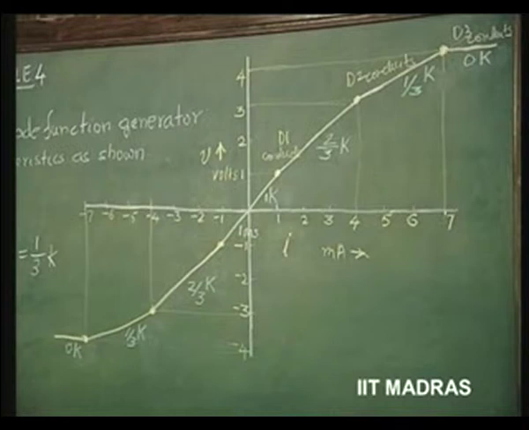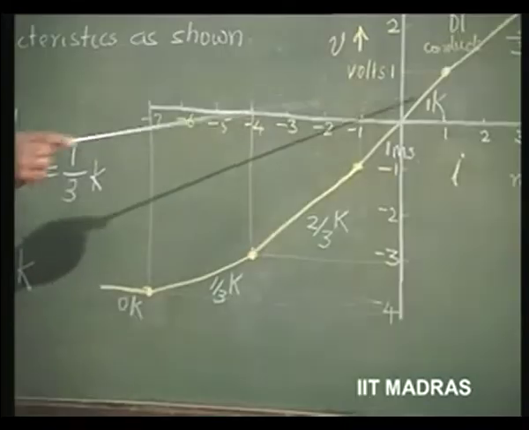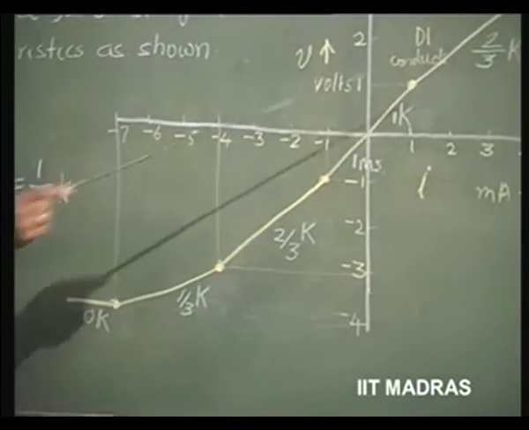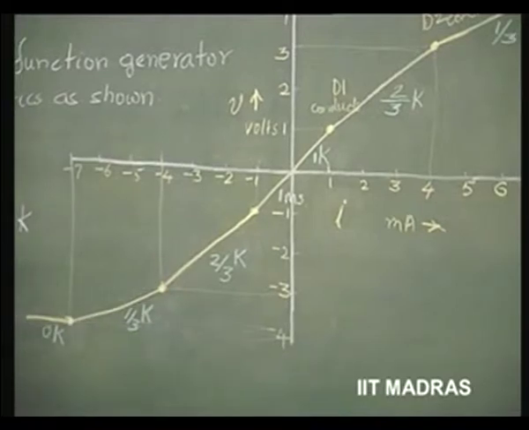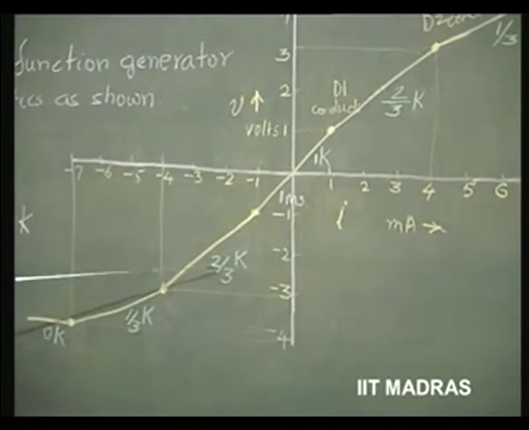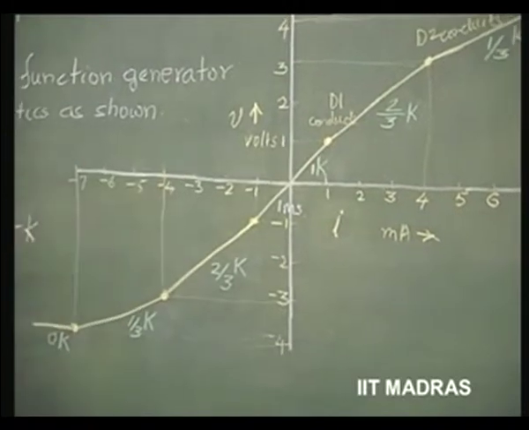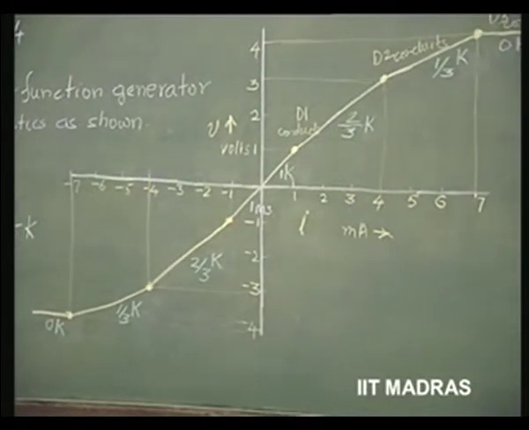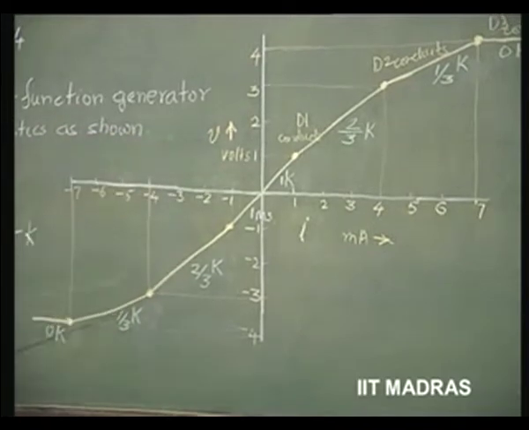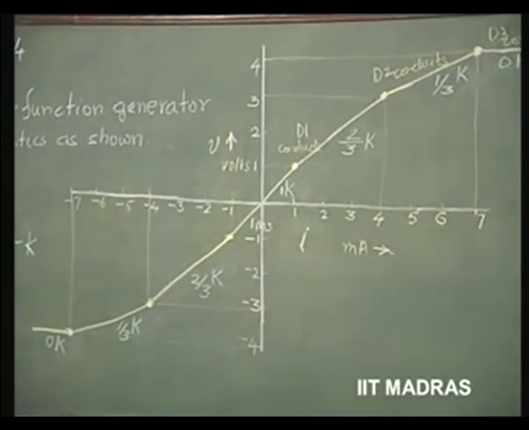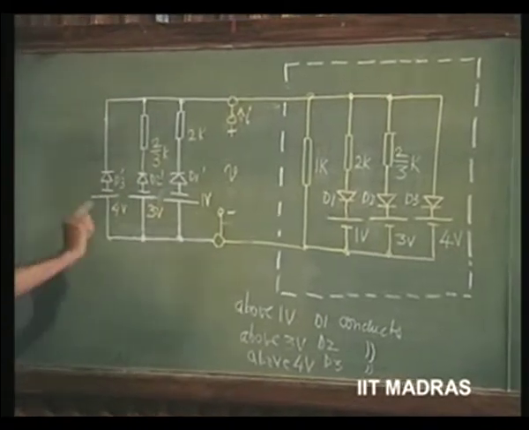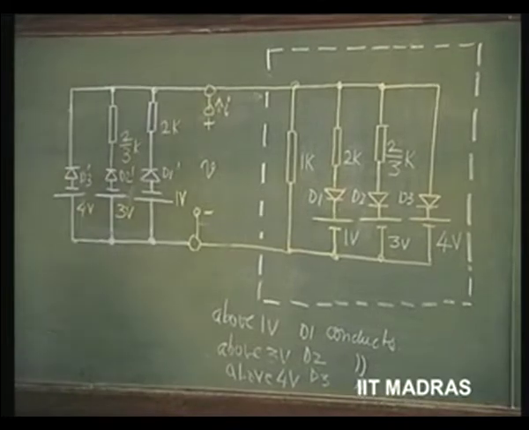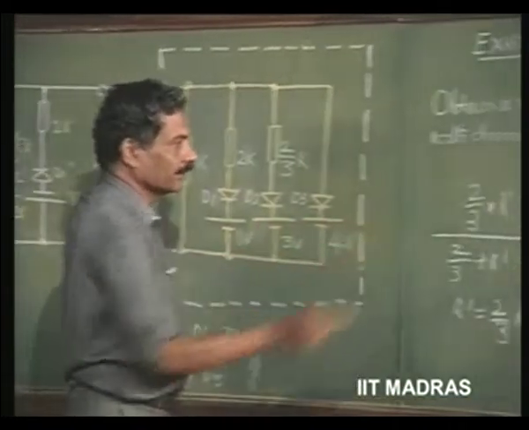Here I have made it somewhat symmetric, so that the slopes are the same for both positive going as well as negative going voltages. That need not be the case in a general situation. These slopes may be different from these slopes, and therefore, in general I can get any nonlinear characteristic of this type using a combination of diodes and resistors, and this whole complex thing is called a diode function generator.